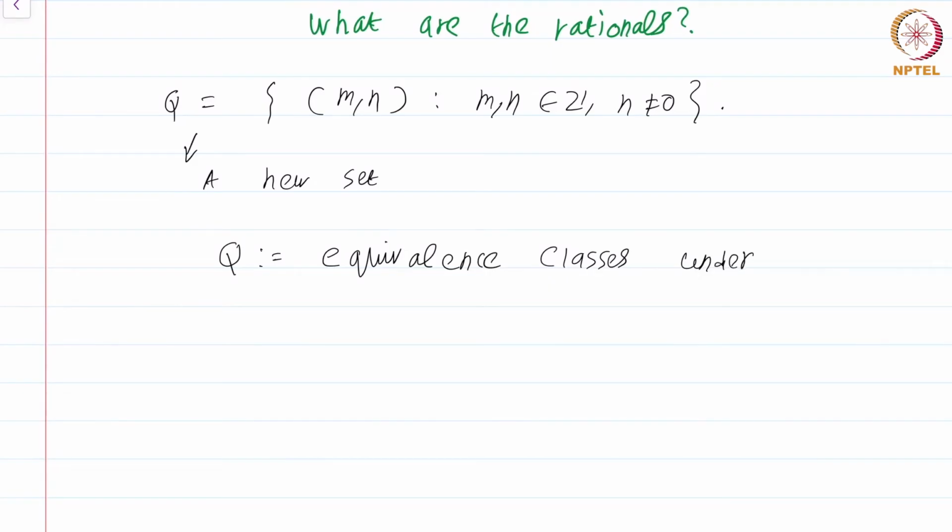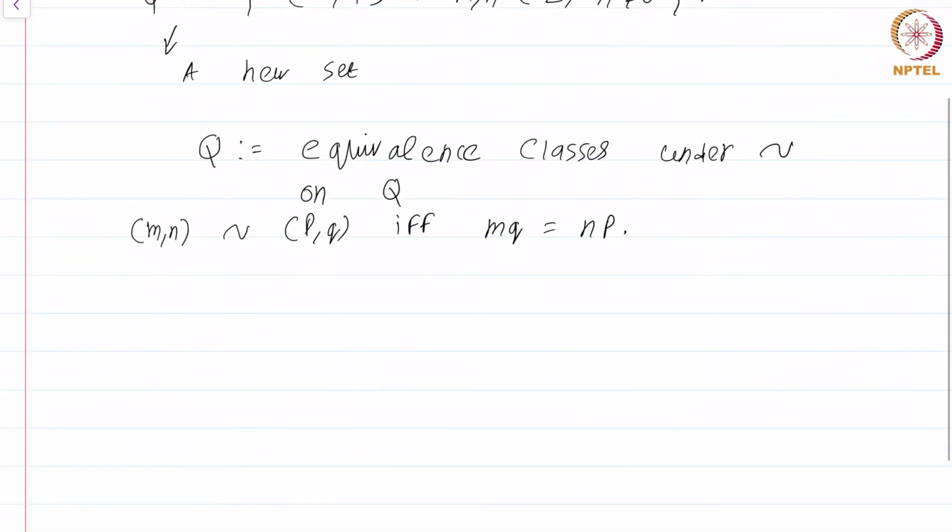under tilde on Q. And what is tilde? Tilde is: (m, n) is related to (p, q) if and only if mq is equal to np. Okay. So I have put an equivalence relation on Q from tilde. We saw this equivalence relation in the last module. Now I consider the collection of all equivalence classes and I declare a rational number to be an equivalence class.